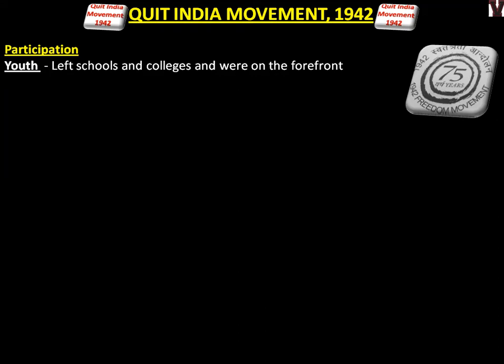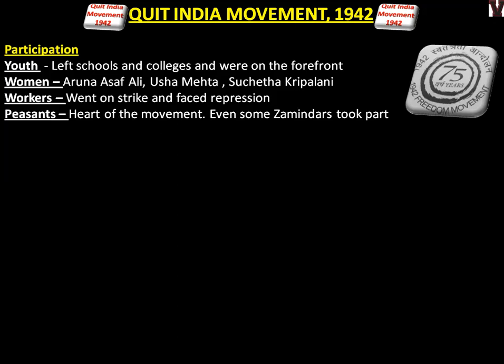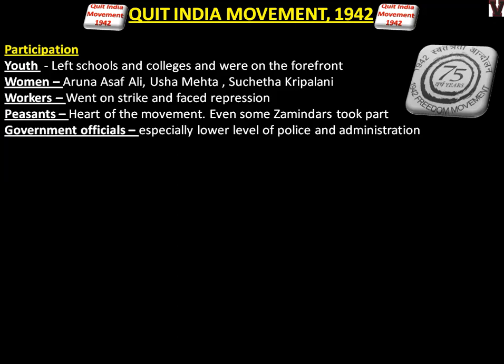Participation, we'll see, it was actually a mass movement, so obviously every section will participate. Youth left schools and colleges as they were advised to and were on the forefront. Women leaders are Aruna Asaf Ali, and we saw Usha Mehta, Sucheta Kriplani. Workers went on strike and faced repression. Peasants were the heart of the movement. Even some zamindars took part. Government officials, especially low level of police and administration.